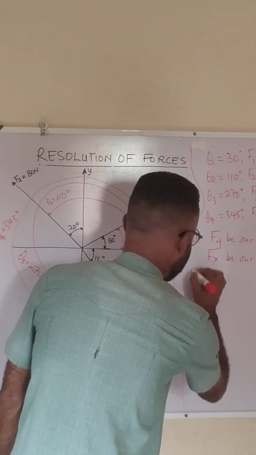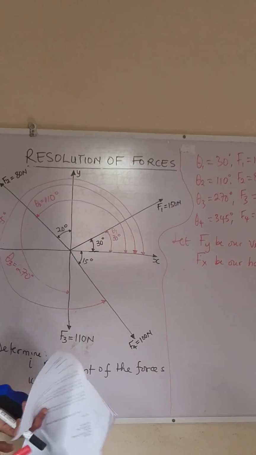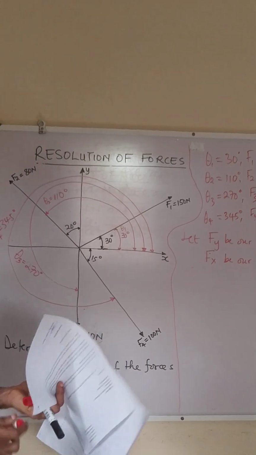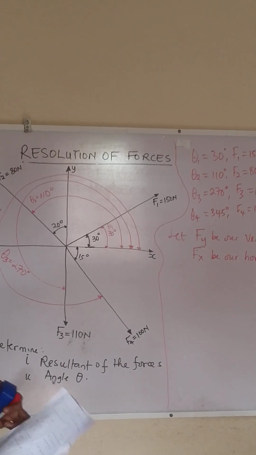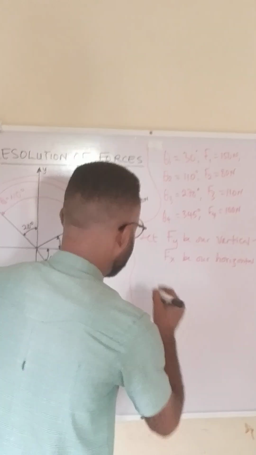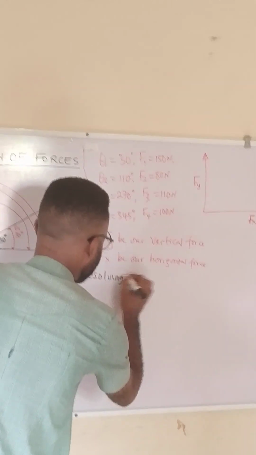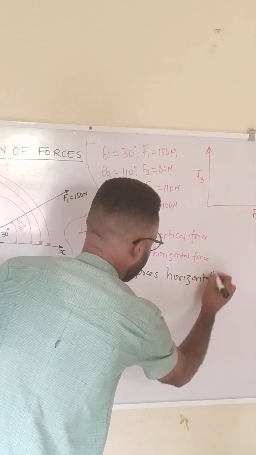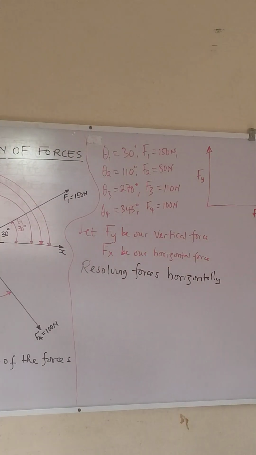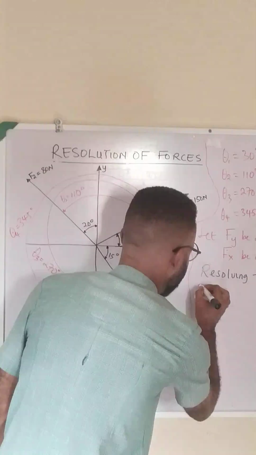So let's take resolving. I think I can now make use of my black marker. So let me take this. So we say resolving forces horizontally. If we are resolving our forces horizontally, remember I said when you are resolving forces horizontally, you use cos.